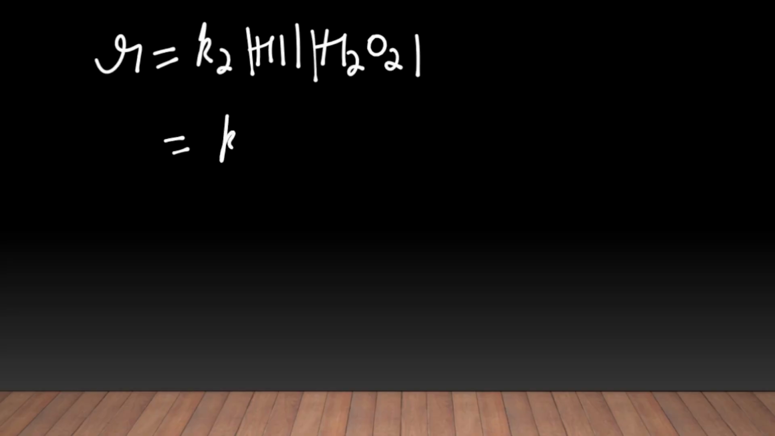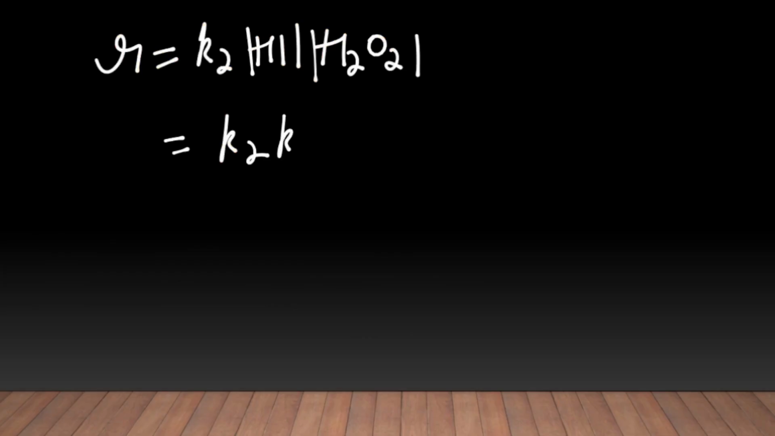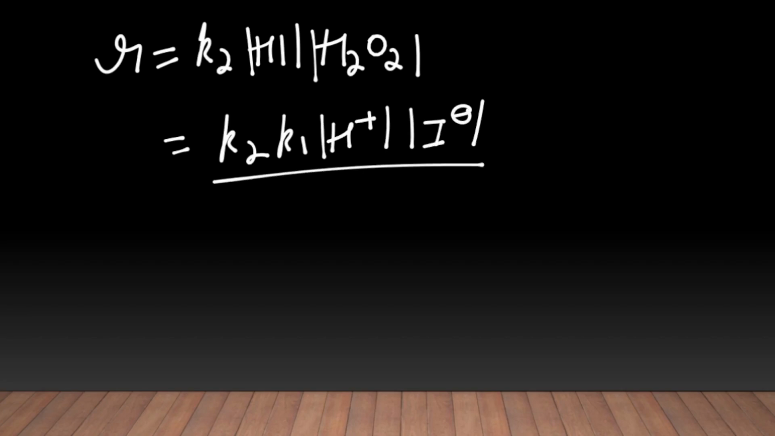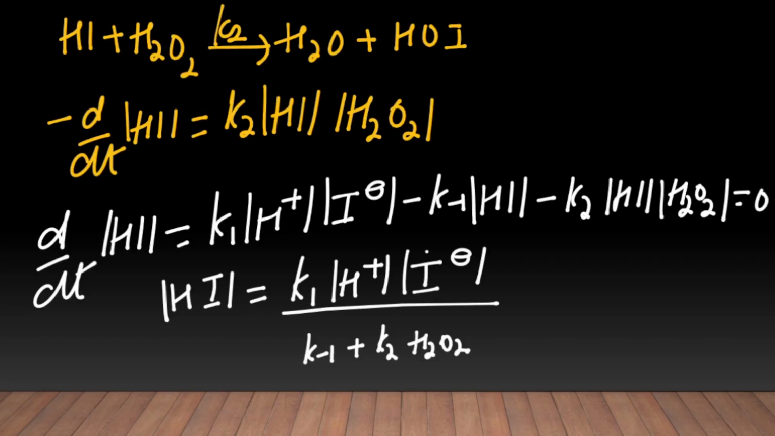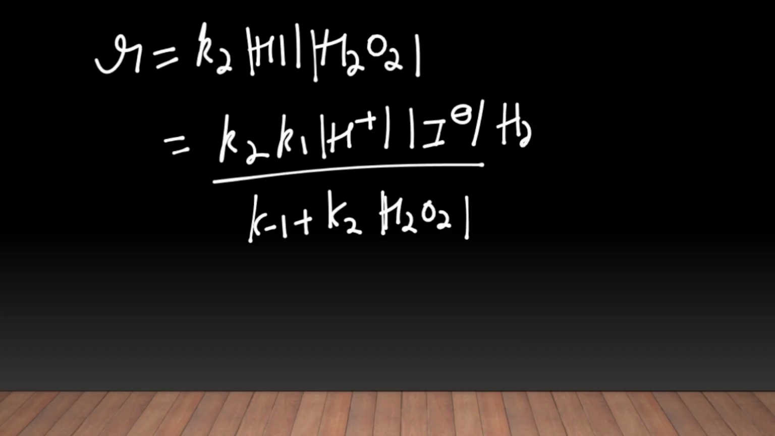So the rate becomes K2 times the HI concentration, which is K1 times H positive into I negative, upon K inverse plus K2 times H2O2, this into H2O2. So this is the expression for the rate we will be getting.